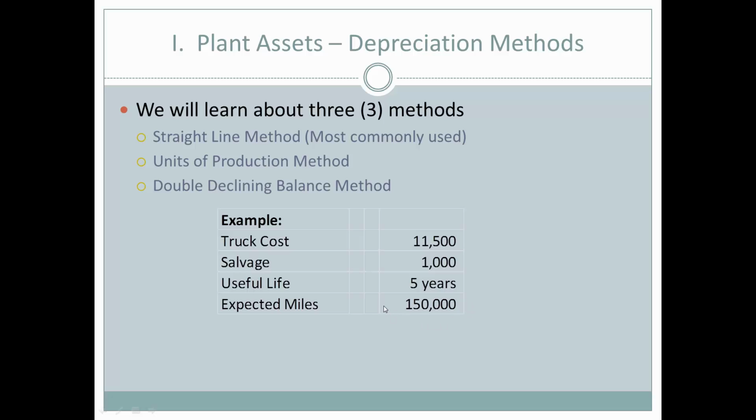And so, for instance, if you were doing a timber operation and you were only able to get up into the timberlands for certain months of the year, you wouldn't be using the truck throughout the year, but only on certain specific portions of the year. And so you may want to use the unit of production method. And you'll understand more about it when we look at it in detail.